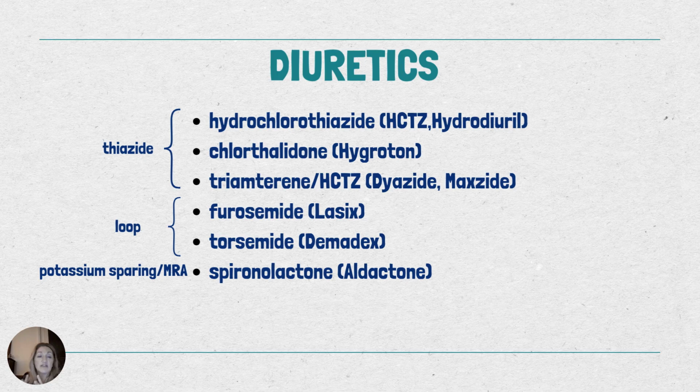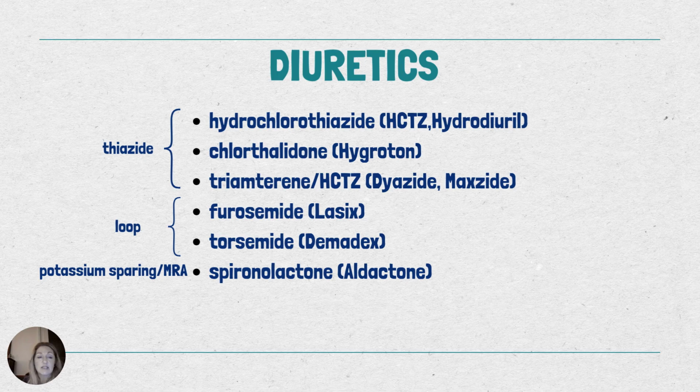We have our thiazide diuretics, which are hydrochlorothiazide, which we normally call HCTZ, and the brand name for that is Microzide. The other thiazide is chlorthalidone or Hygroton. And then we have a combination here. We have triamterene and HCTZ, which is Dyazide or Maxzide. The HCTZ is the same as it was in the first one, and triamterene is actually a potassium-sparing diuretic. So that's a combo medication with two drugs in it. Then we have our loop diuretics, furosemide or Lasix, and torsemide or Demadex.